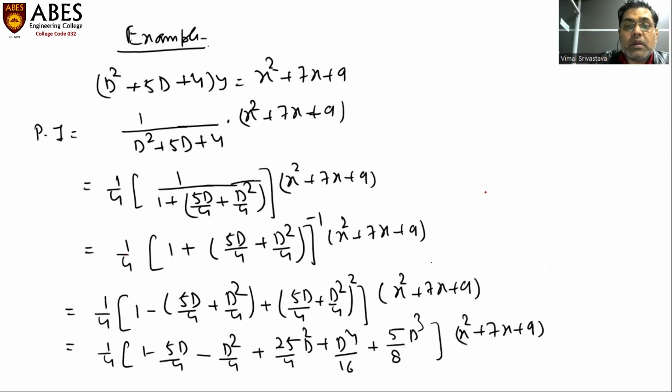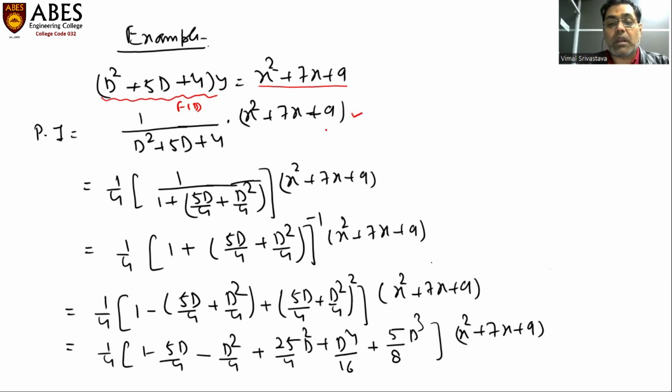So for example, let us suppose we have the equation (D square plus 5D plus 4)y is equal to x square plus 7x plus 9. If we see this, it is a polynomial of degree 2. Here I am not considering CF again. For PI, this is our capital F(D). We take this f(D) to the right hand side, so this becomes 1 upon D square plus 5D plus 4 into x square plus 7x plus 9.